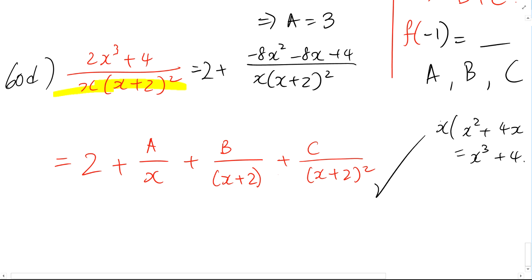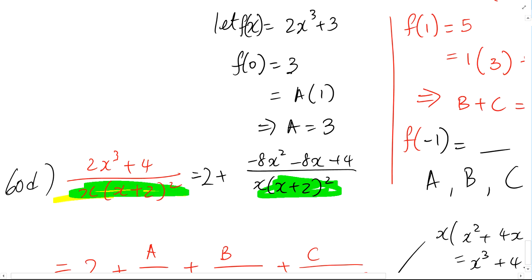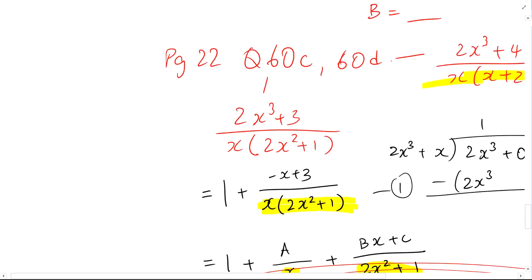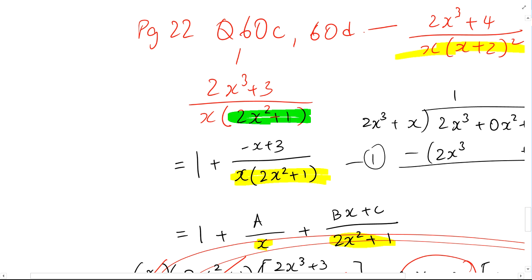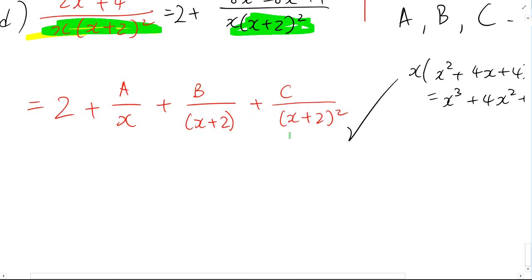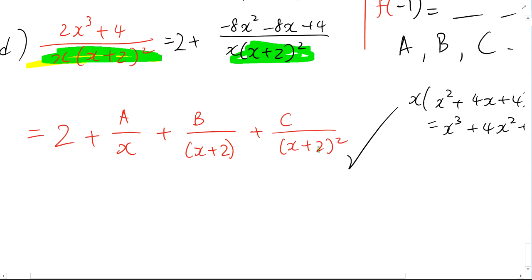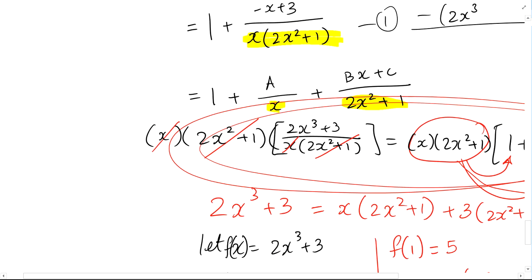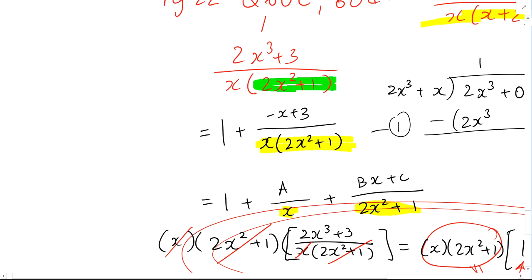Okay, very good. So from here, can you get your A, B, C yourself? Now, what is the difference between this question, specifically this part, and the previous one? The previous one is a quadratic factor. Yes, I also have a quadratic factor here. No, this one is a repeated linear factor. It can be factorized, right? The previous one cannot factorize.